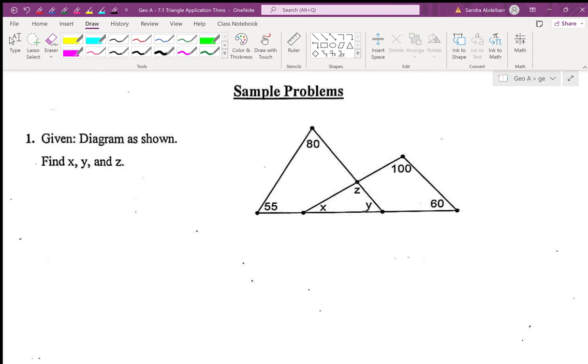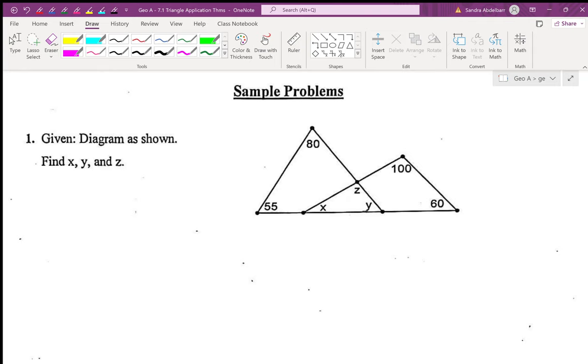Ready? It's not a trick question. How many triangles do you see? Nora? Three. There's 3 triangles, right? We're going to use each of these 3 triangles to help us.